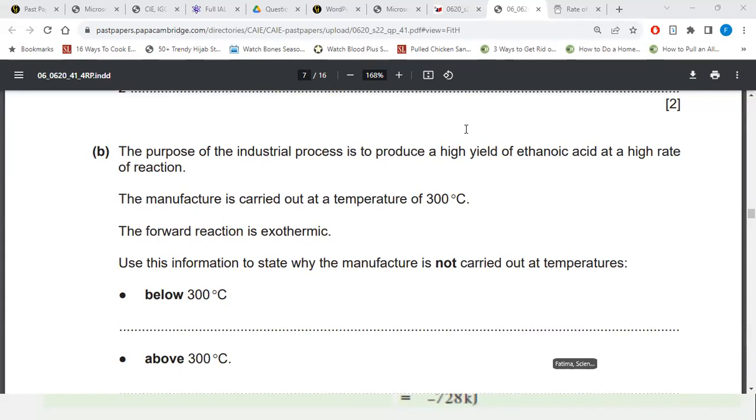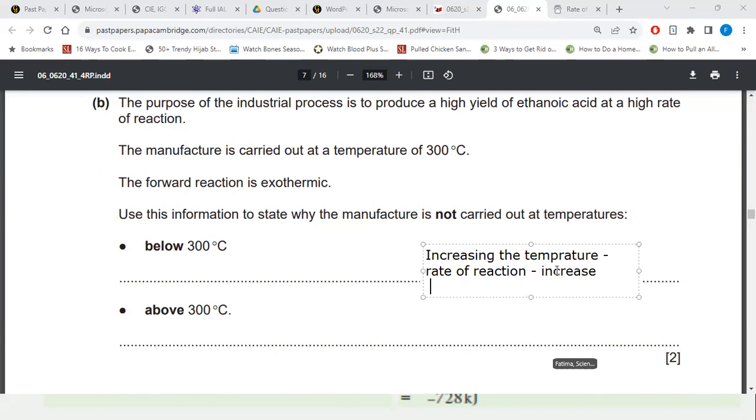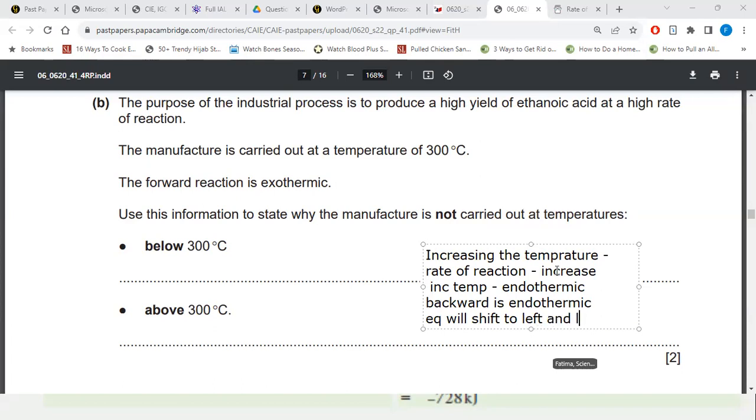Next one, they're saying above 300 degrees. So above 300 degrees means that I am increasing the temperature, right? When we increase the temperature, what happens to the rate of reaction? The rate of reaction increases. And when I increase the temperature, it goes to the endothermic side, so it goes to the left side, which is the less product side. You're gonna get less product. The backward reaction is endothermic, so the equilibrium will shift to the left and less product is made.